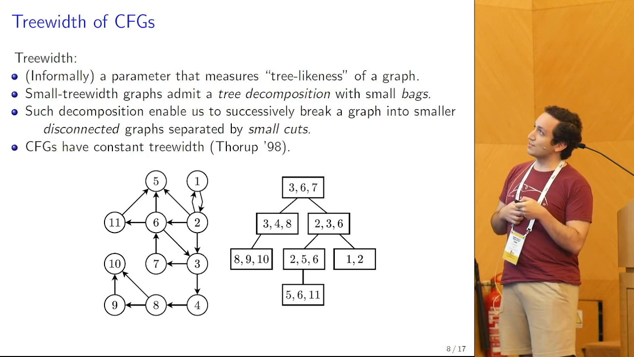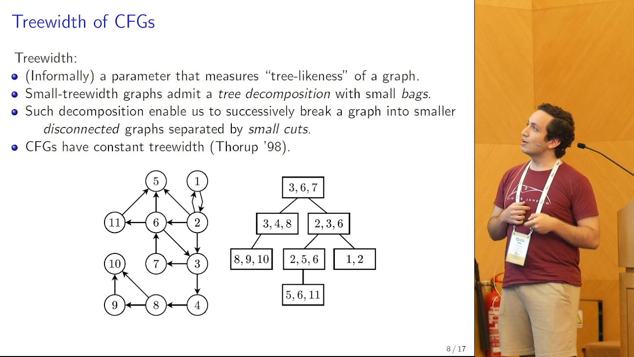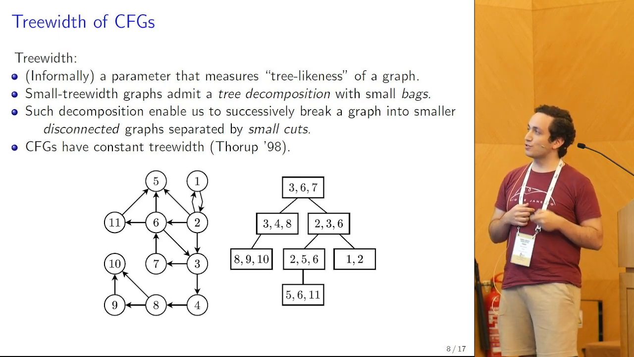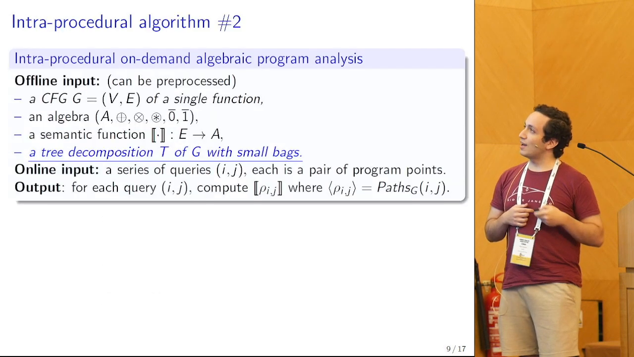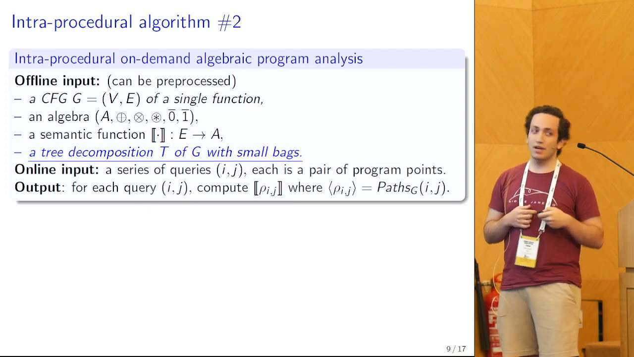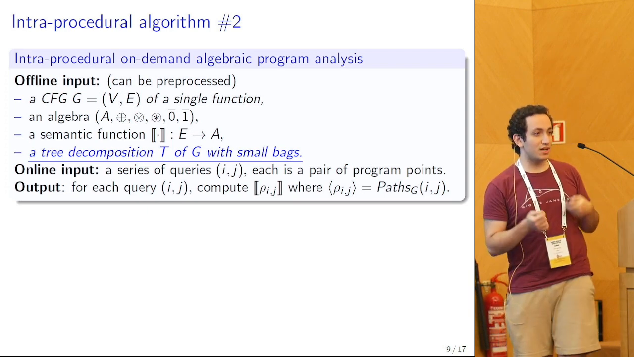Okay, how does Treewidth relate to our problem at all? Well, Thorup showed in '98 that control flow graphs have constant treewidth. An implication of that is that we can assume an extra input, which is a tree decomposition of the control flow graph, and that this tree decomposition has small bags.